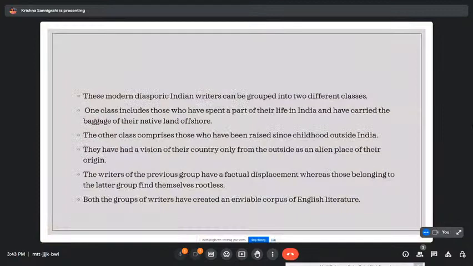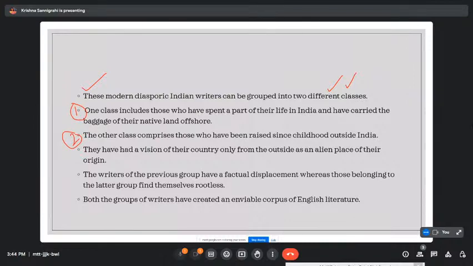So these modern diasporic Indian writers can be grouped into two different classes, wherein one class includes those who have spent a part of their life in India and have carried the baggage of their native land offshore. This is category number one. And category number two is the other class, which comprises those who have been raised since childhood outside India.